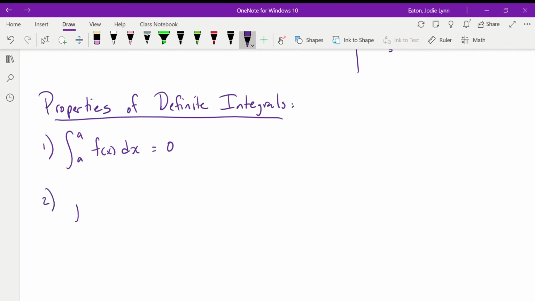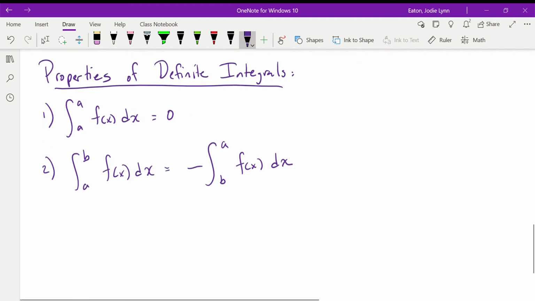A straight line doesn't have any area. So the integral from a to b of f of x dx is equal to negative the integral from b to a of f of x dx. What this is saying is that if you switch the order, so instead of counting the area from x equals 2 to x equals 4, you try to count it from x equals 4 to x equals 2, you're going to wind up with the negative of what you would get if you did it the right way around.